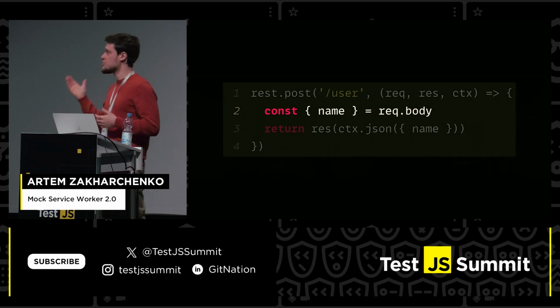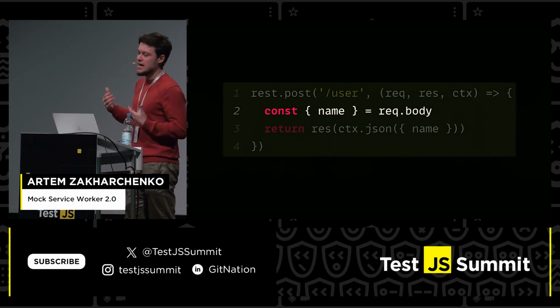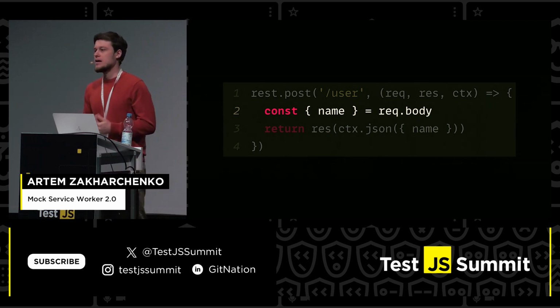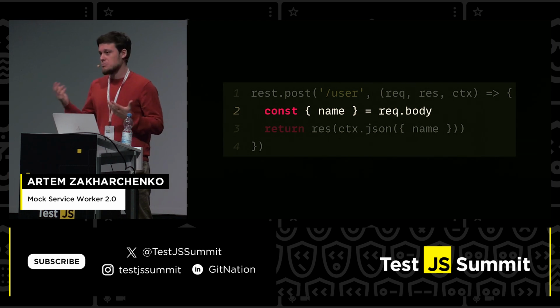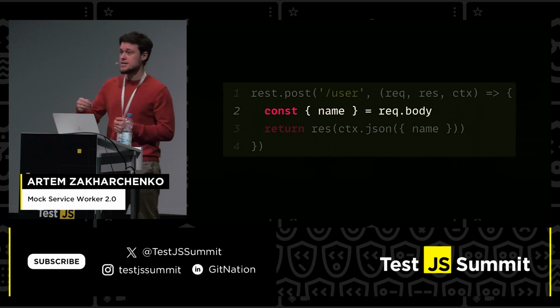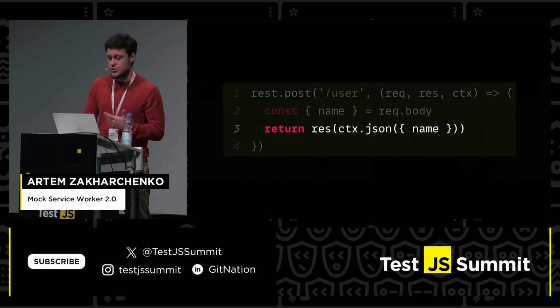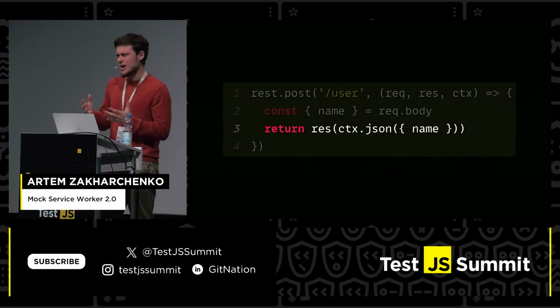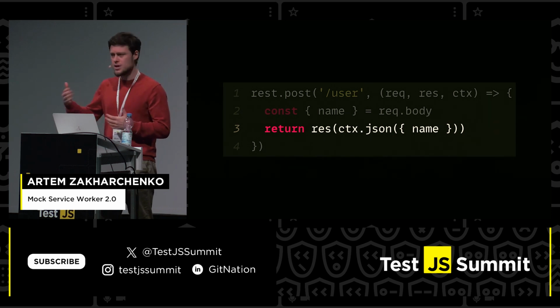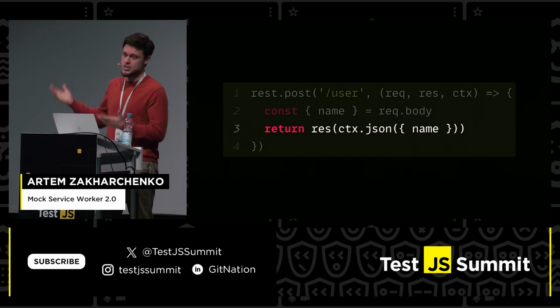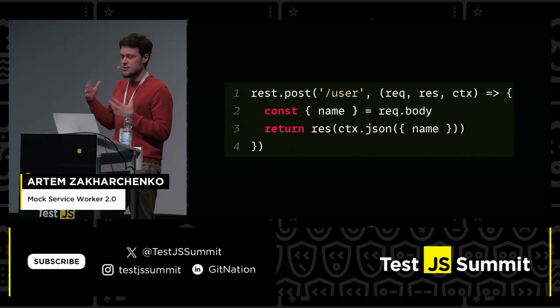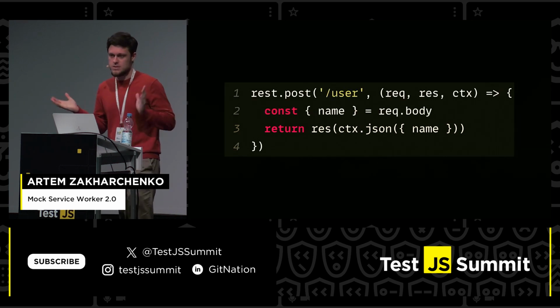MSW will try to be smart here, actually, and see what content type header your request has. And if it's application/json, it will try to parse it and give you the object back. So we're accessing the name property here. And then to return a mock response, we use this res composition function to compose a bunch of context utilities, like context.json, to return a JSON response. So this is a very, very basic example of your network description.